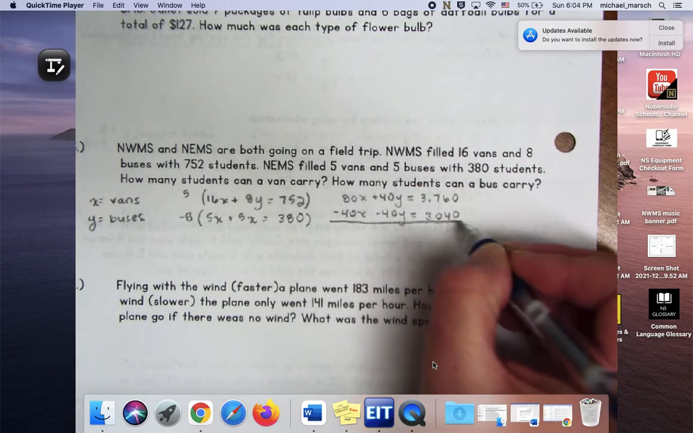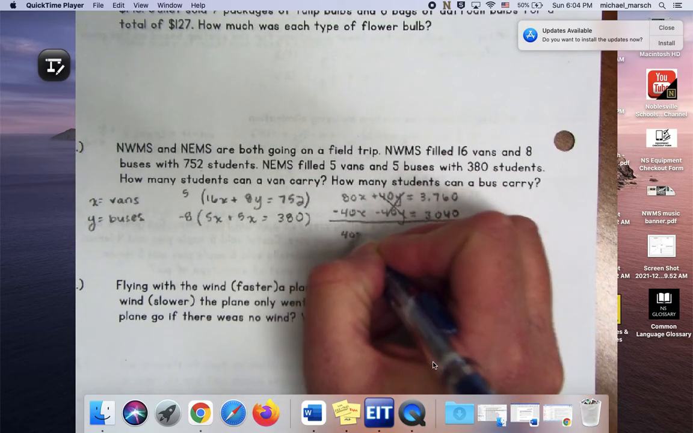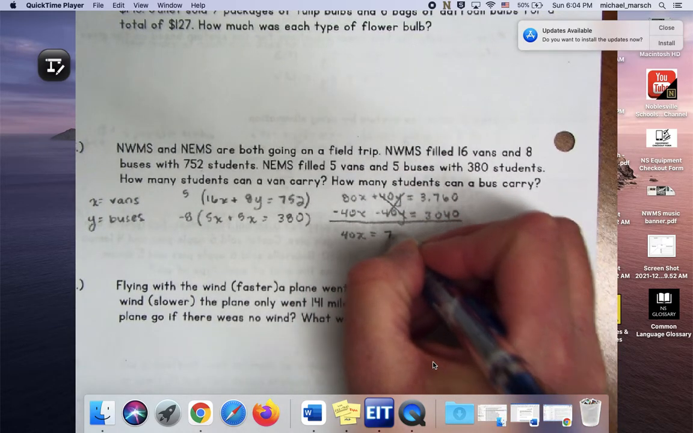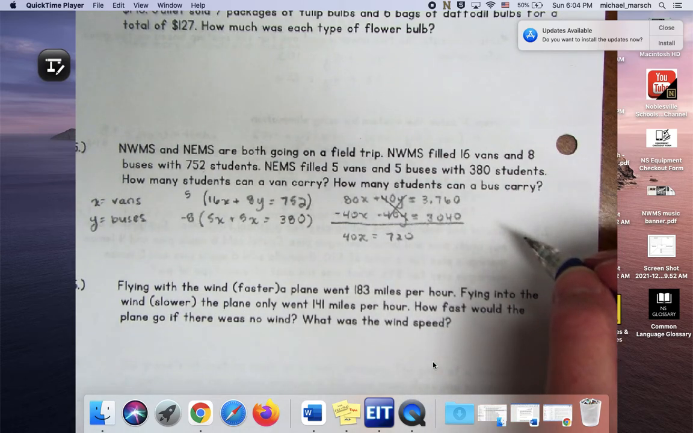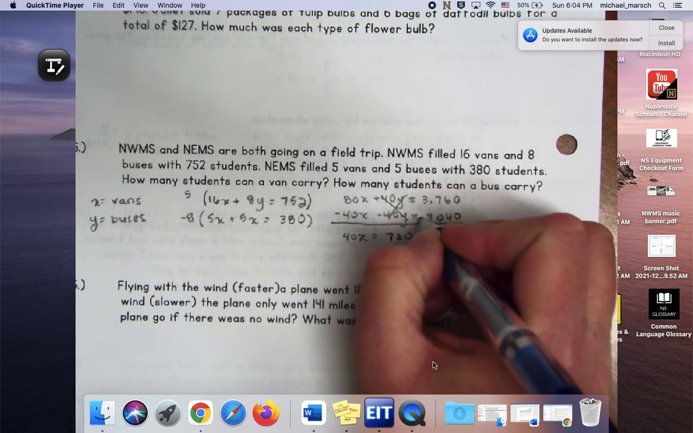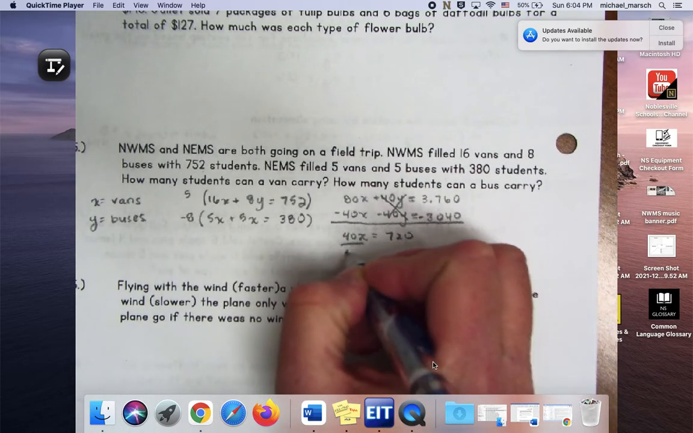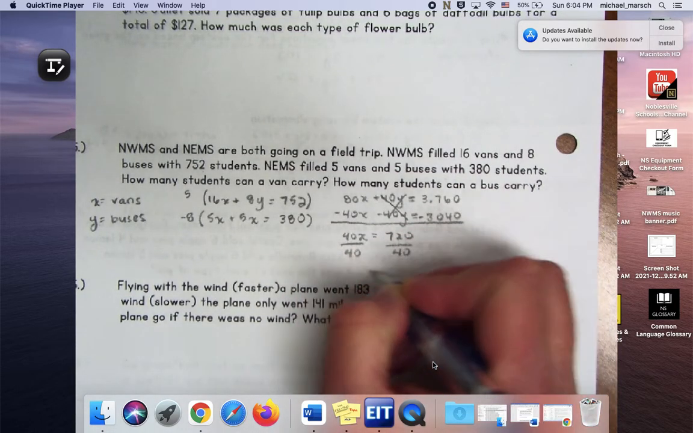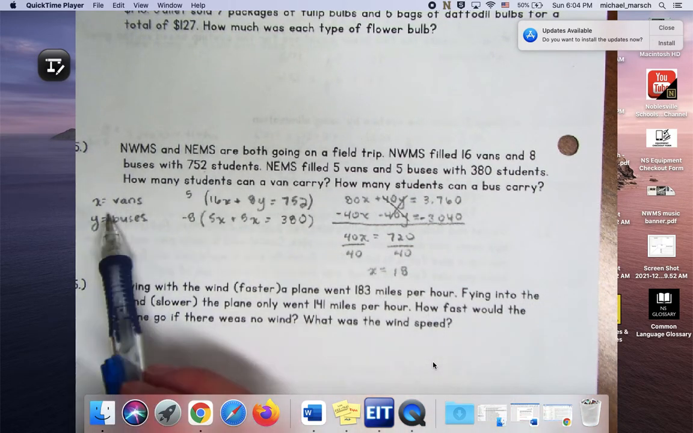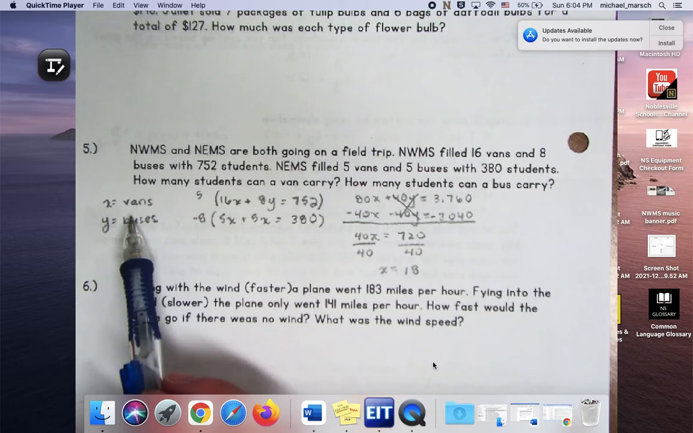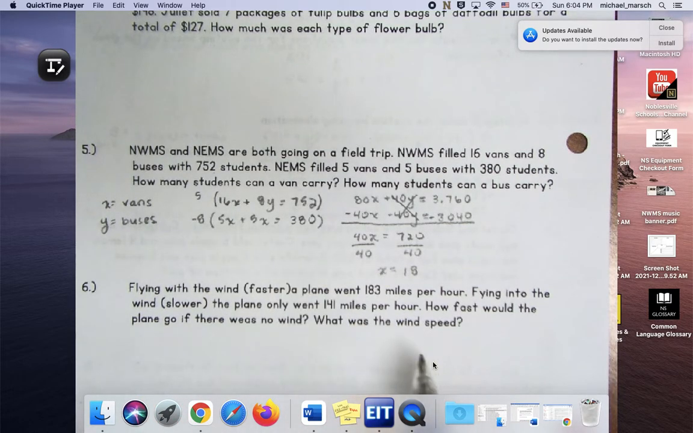So now I'm going to eliminate my y's, and now I have 40x equals 720 when I, sorry, this is -3,040. When I subtract those, I get 720, divide by 40, and I get x equals 18. So that tells me how many students can each go into a van. But I still need to figure out how many students can each go into a bus, right?